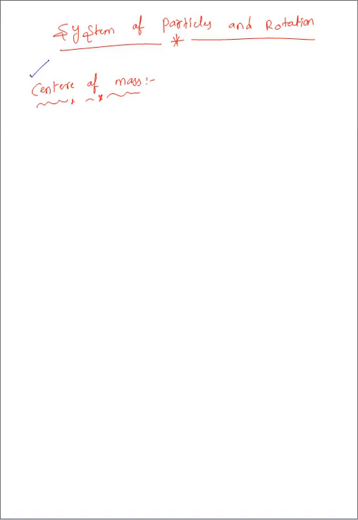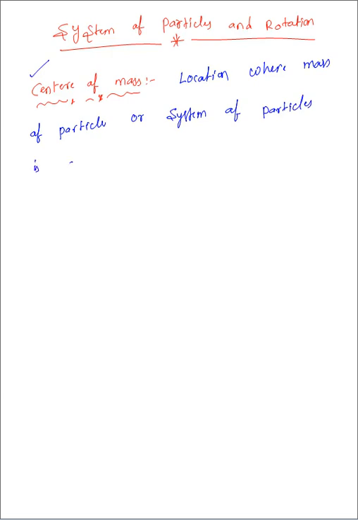So what is meant by center of mass? First, center of mass is a location where the mass of a particle or system of particles is assumed to be concentrated. That is called the center of mass.